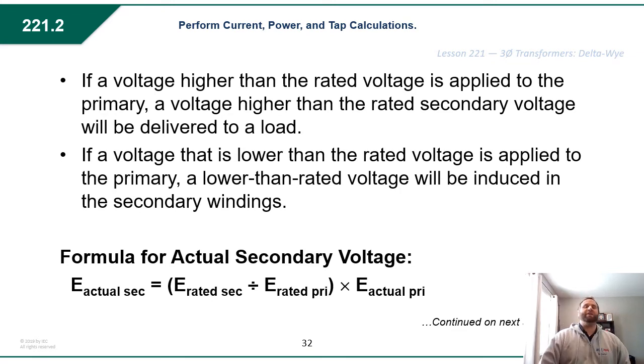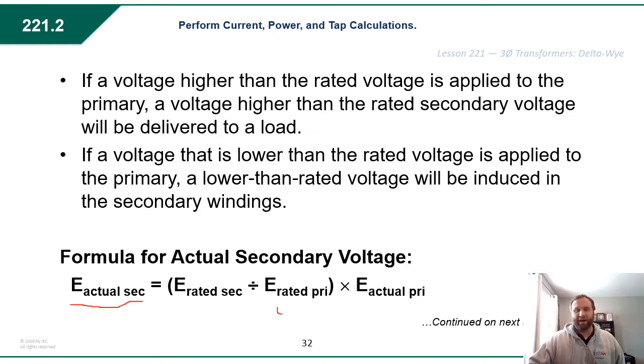If a voltage higher than the rated voltage is applied to the primary, then a higher than rated secondary voltage will be delivered to a load. If a voltage is higher on the in, it's going to be higher on the out. It's the best way to put it. So the formula for determining our actual secondary voltage would be to take our E of actual secondary, which is what we're looking for. It's going to be equal to our rated secondary divided by our rated primary.